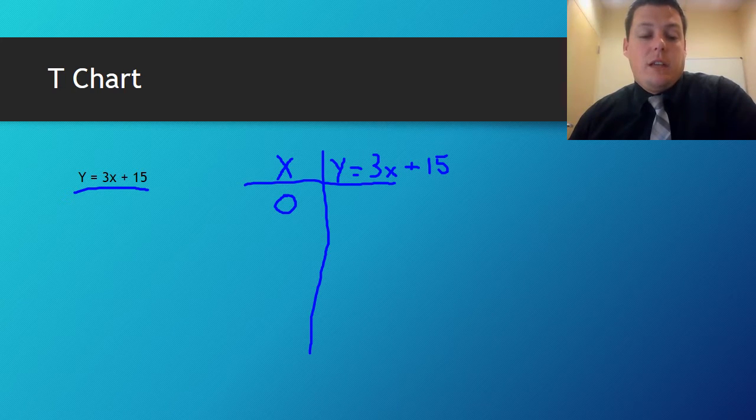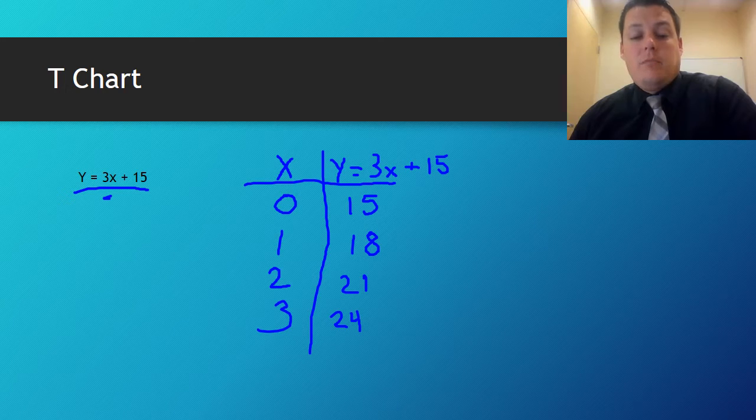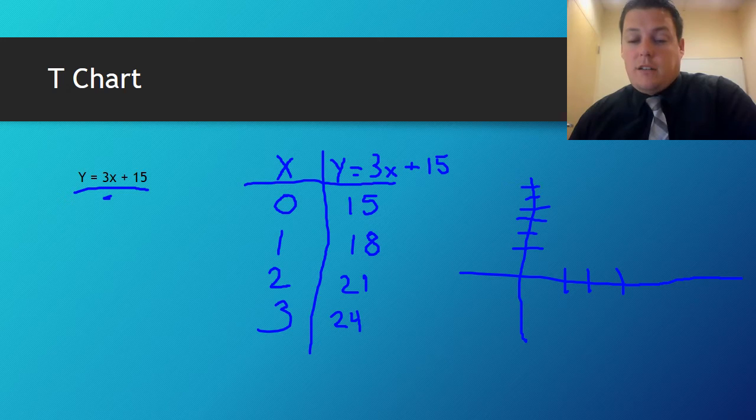So if I plug 0 into our equation, then I'm going to get 3 times 0, which is 0, plus 15. So this side's going to give me 15. If I plug 1 in, I get 3 times 1, which is 3, plus 15, which is 18. If I plug 2 in, you'll see I'll get 21. 3 in, I'll get 24. You should start seeing a pattern in the right-hand column, in our y column, so that when we plot this, all right, in our x direction we have 1, 2, 3. In our y direction we have a lot.